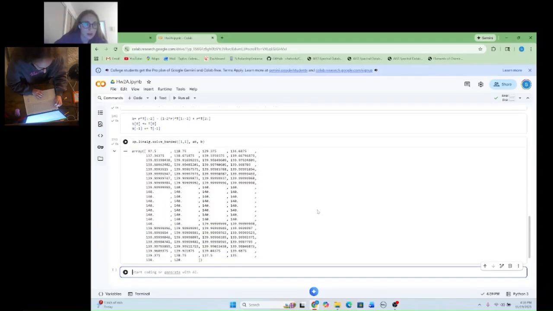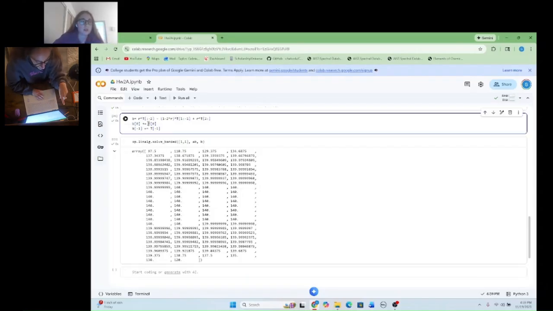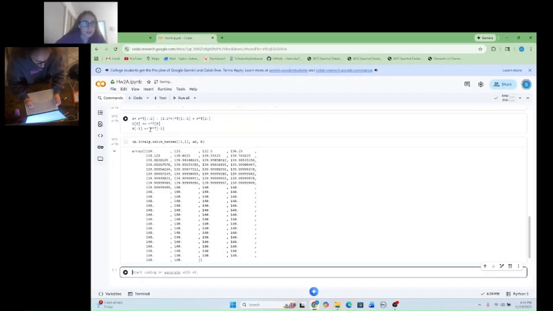So now, these are not great numbers. They're not what we want. So we have to multiply by r, because we did not multiply by r here. So this should fix it. R2, R there.